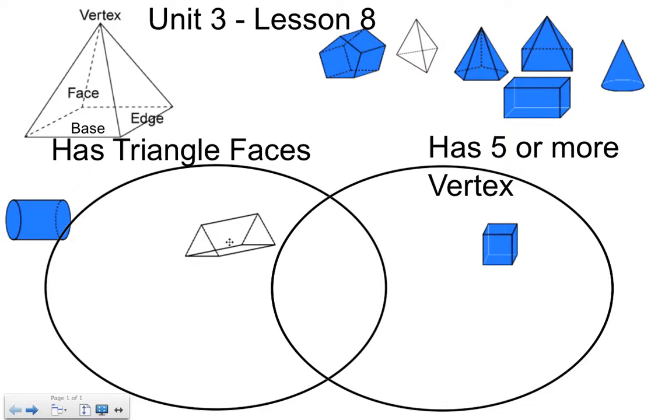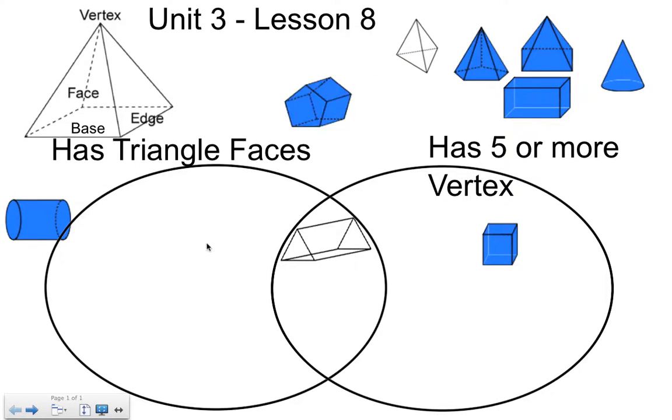Here I have a prism. It's a triangular prism. It does have a triangle face. I can see one here. I can see one at the back. There's 2. So it could possibly go here. But let's see if it has 5 or more vertexes. It has 1, 2, 3, 4, 5, 6 vertexes. That's going to go in the middle because it has triangle faces and it has 5 or more vertexes.